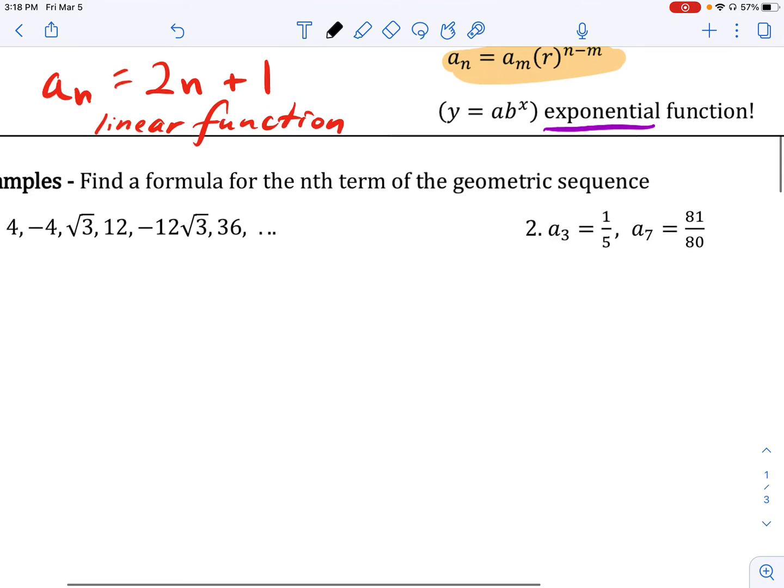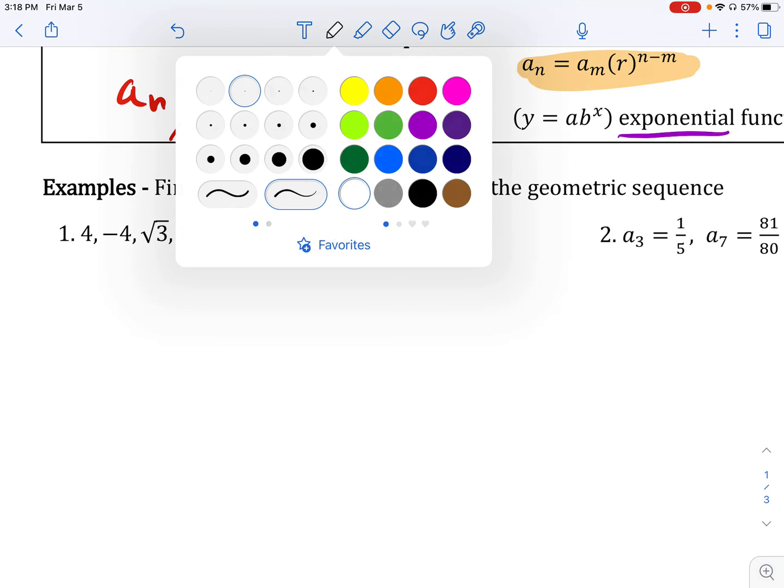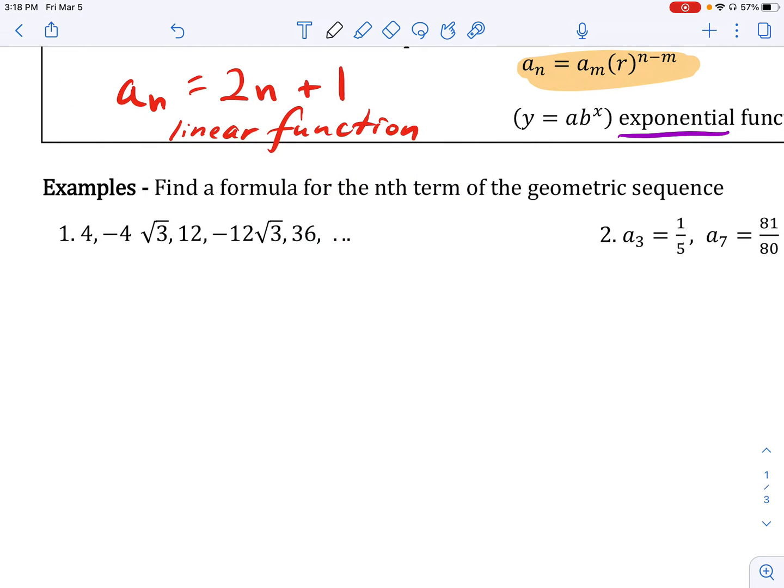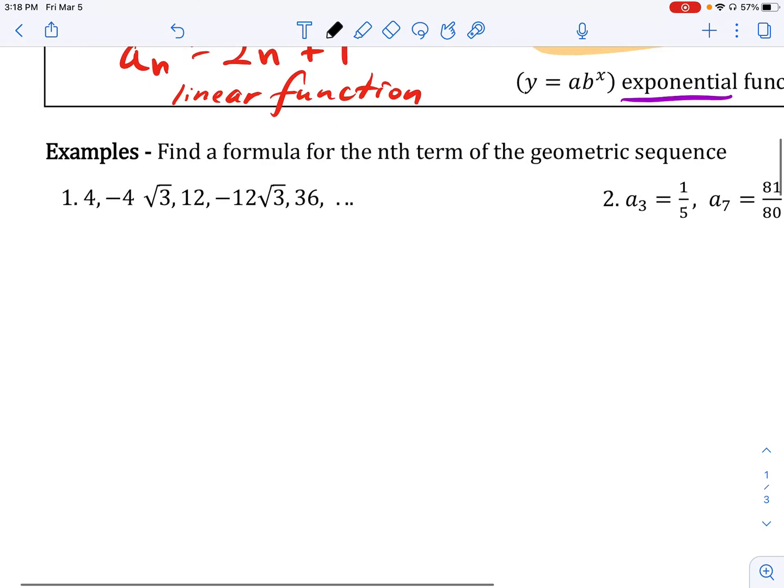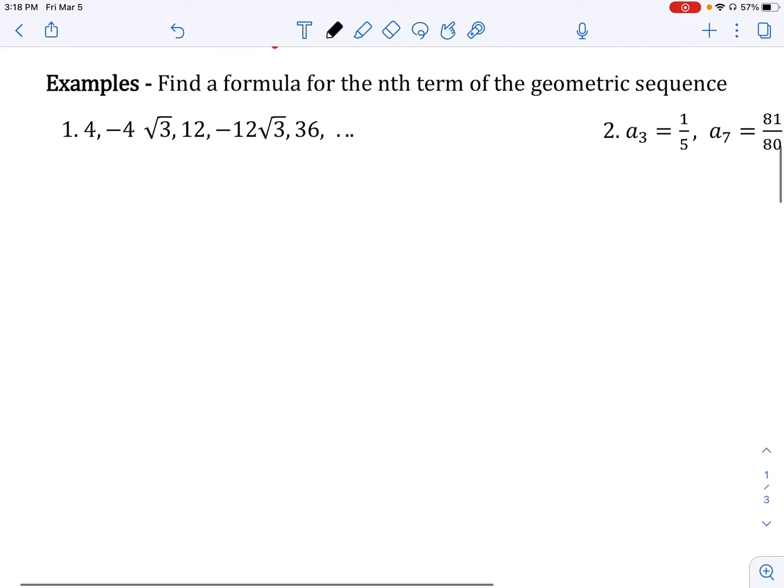So let's start with this first sequence, and there is a typo there. I apologize. Here we go. Let's just remove that. There should be negative 4 root 3. So let's look at this first sequence here. So let's come up with the formula of the nth term. And this is going to be pretty straightforward. First off, what is our first term? Our first term, a sub 1, is 4. Next, what is my common ratio? What am I multiplying by every single time? And an easy way to do this is just to take the second term and divide it by the first term.